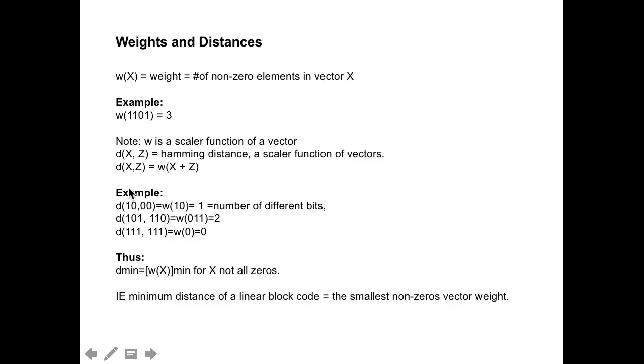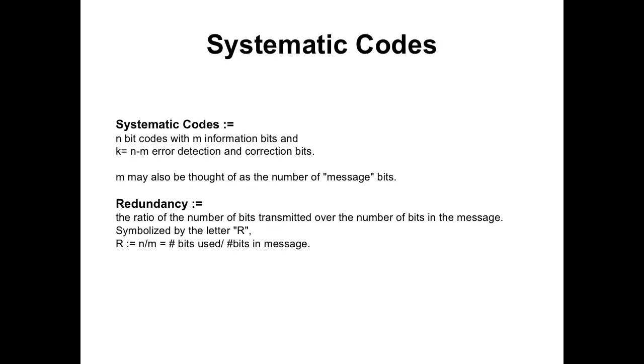So here's the example. I take 1, 0 and do the exclusive OR with 0, 0. I get a 1, 0, which means there's just 1, which is equal to the number of different bits. So the minimum Hamming distance is the weight of the minimum vector, code word vector, which is to be transmitted through the channel, assuming X is not all zeros. So for a linear block code, we'd like to find the minimum Hamming distance as being the smallest number of non-zero vector weights. And so with the systematic codes, we come up with a notation.